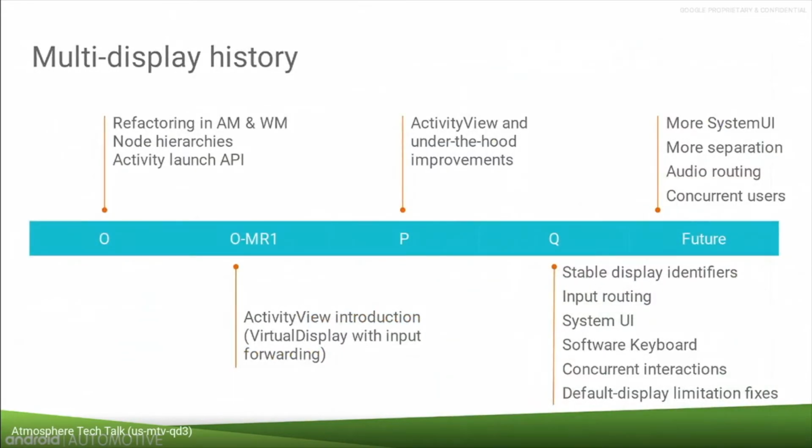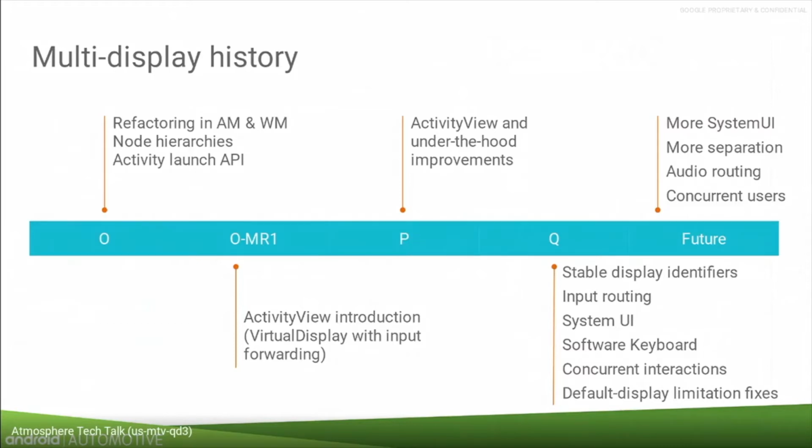Let's take a look at the history of how multi-display evolved over the course of a couple of years. So the modern history of multi-display starts with O, when we first introduced the ability to show activities on non-primary screens. And this actually involved a significant refactoring in activity and window manager. We needed to restructure the entire organization of classes and nodes to be able to achieve this. And also we added a new API to allow both system and applications to launch activities on secondary screens.